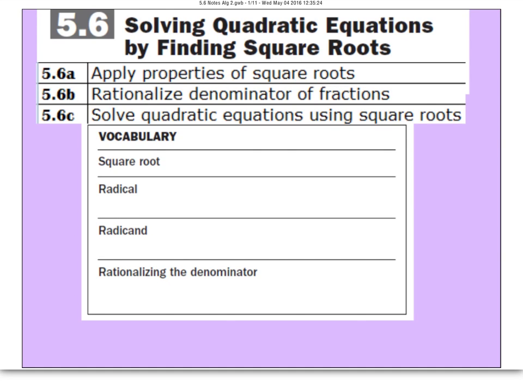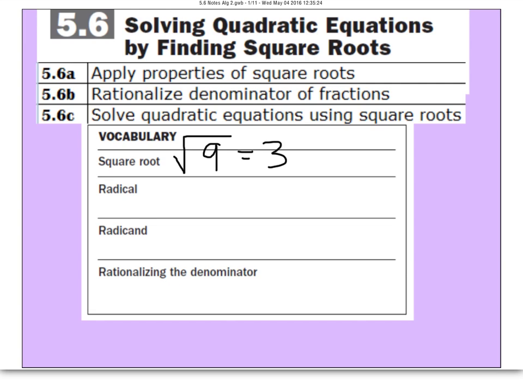In 5.6a, we're going to talk about properties of square roots. So let's review what square roots are first of all. Important to remember, for example, what it looks like. The square root of 9 means what number times itself is 9. The answer would be 3. So that's what a square root is called.